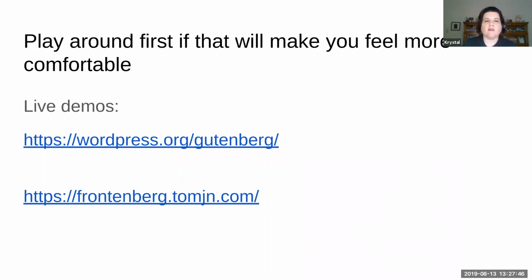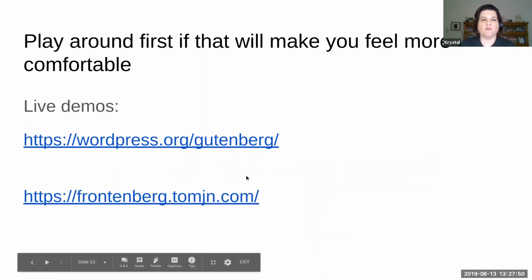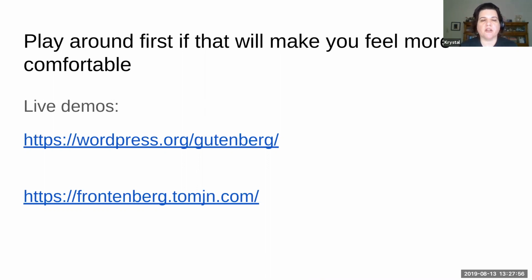And you can even play around first with Gutenberg if that would make you feel more comfortable. So if you go to wordpress.org/gutenberg or Frontenberg, these two links here, which you'll get when the slides are shared later, you can fool around and play with it. It just won't save your changes, but you can see live what you're doing when you click buttons, what it does to the site. So I actually went and fooled around with this before I implemented Gutenberg on my site, just so I had a basic level of comfort with Gutenberg. It was kind of fun.